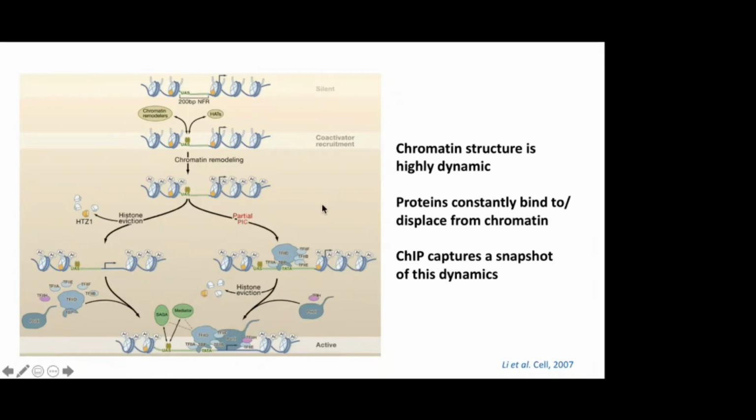How do we know the sequence of these events? So that's where ChIP-seq comes into the picture. ChIP-seq captures a snapshot of this dynamics. So think of ChIP-seq as a frame in a movie, and by putting these frames together, we get to know how these different events are morphing from one phase to another, eventually leading to the activation of this particular gene.